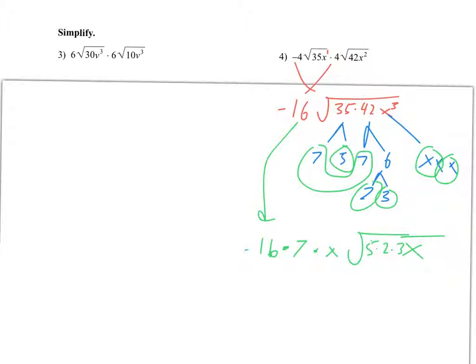So now I have to do 16 times 7, which is 112. So negative 112x times the square root of, and this is 5 times 2 times 3, which is 30x.